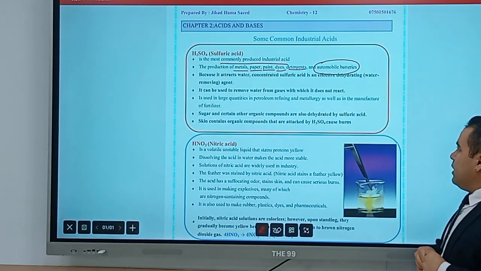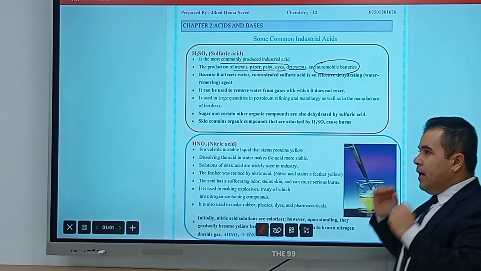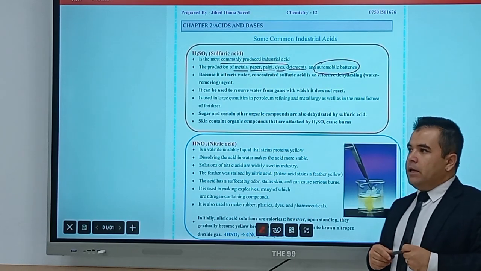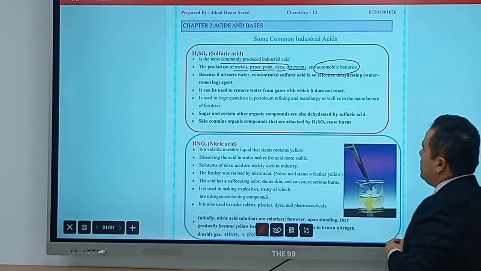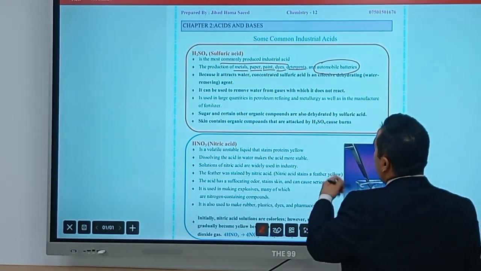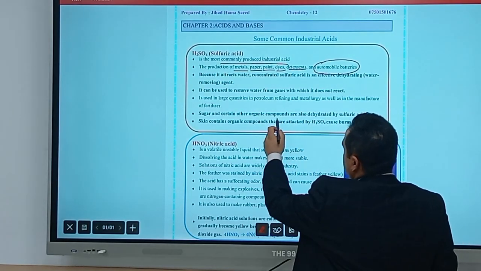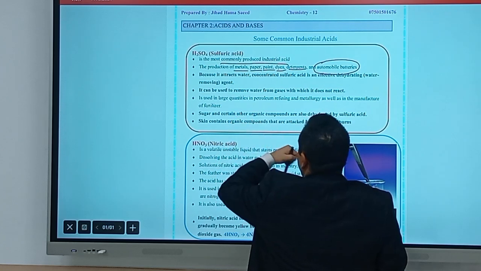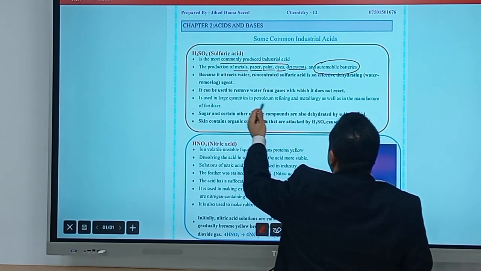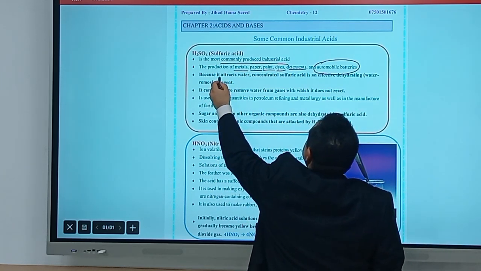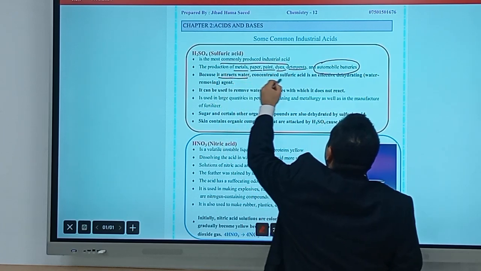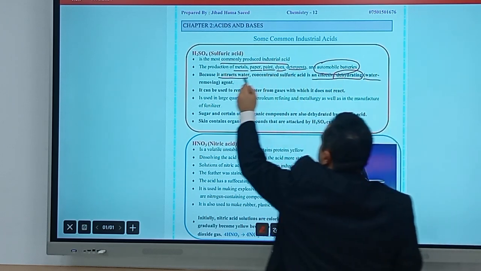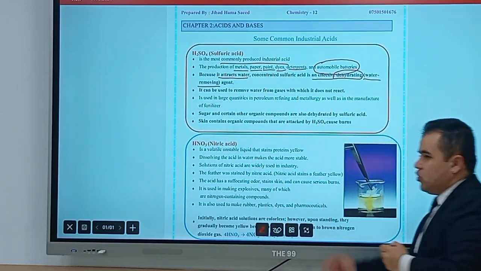We'll be talking about the property of that. So in general, it's used for the production of metal, paper, dyes, detergent, and the automobile battery. It's an ingredient of the automobile battery. Another property which sulfuric acid is famous for: it attracts water and is an effective dehydrating agent. By dehydrating, we mean the water removing agent.